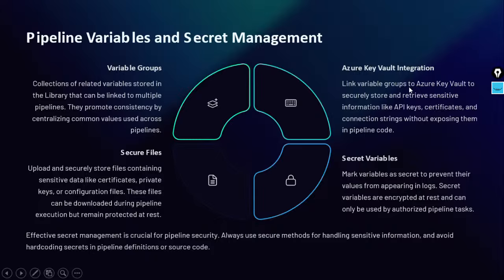There is an API. You just call that API, and all your important data and whichever variables you want to link to the vault can be stored in the vault. And then you can have your secret variables: mark the variables as secret. That is very important. You can define a variable as a simple variable, then just mark it as a secret variable. That's all. Whatever data you store in that variable will be secured by Azure. So effective secret management is crucial for pipeline security.